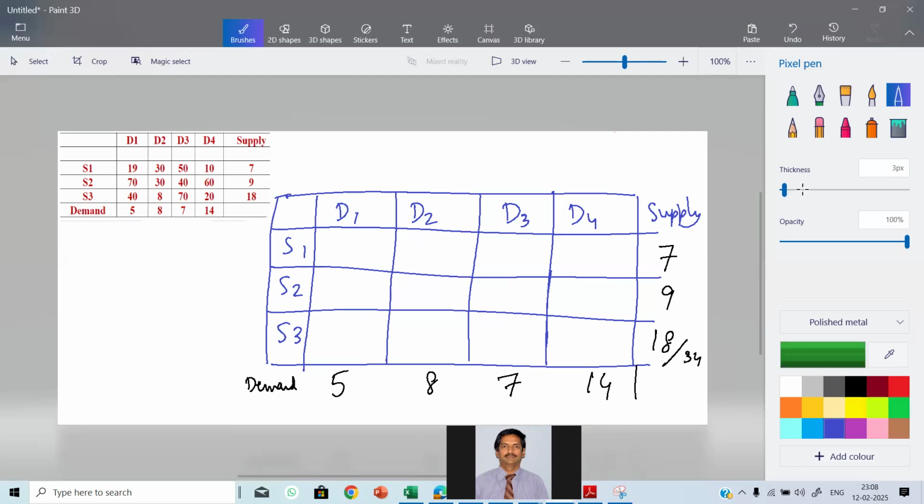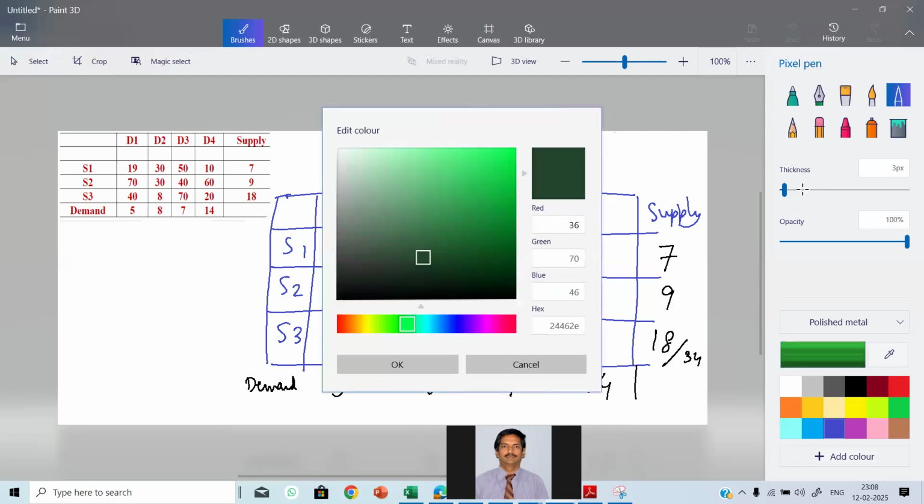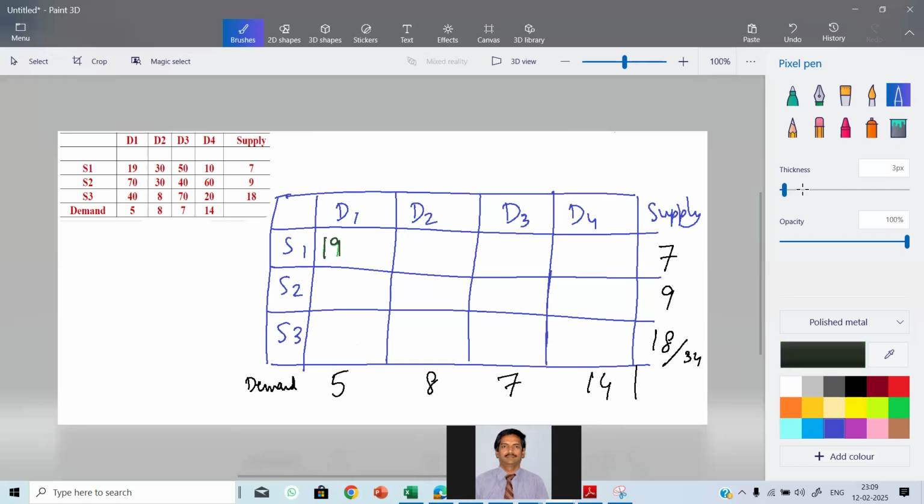If they are not equal, we cannot proceed. Now I'm taking these costs: 19, 30, 50, 10, 60, 20, and 40. You can write in any manner, don't worry. No order, I'm just filling the table, right? Now I copied all the cost parameters to the left side of each particular cell. If you look at a particular cell, the cost is in the left side, okay?